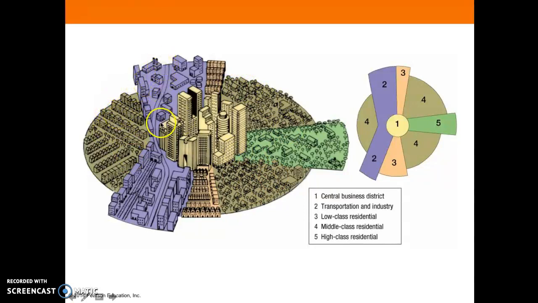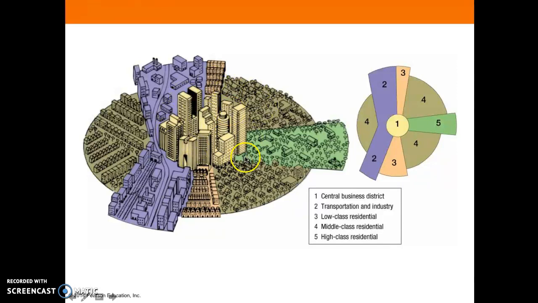This section here, number 2, this would be transportation and industry. So you would have railroad tracks here going by all the factories. So here's your railroad tracks picking up your materials. You'd also have a highway going along the outside of it. This would transport people easily in and out of the city, transport materials and goods primarily in and out of the city. And then surrounding this area, you're going to have less expensive homes.